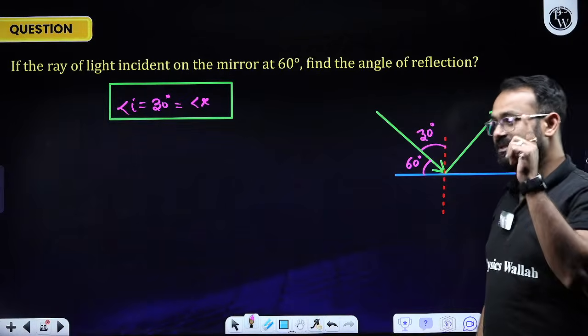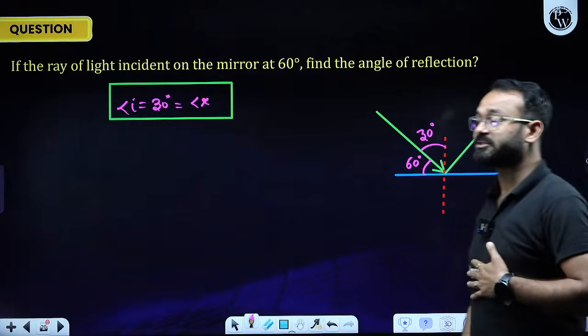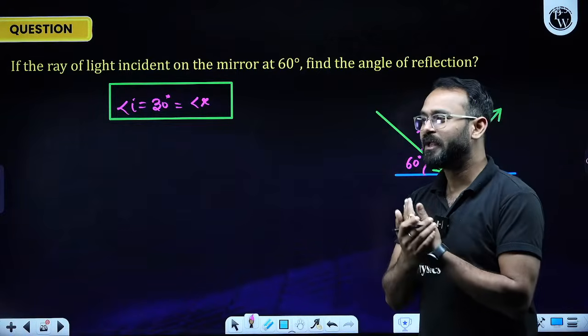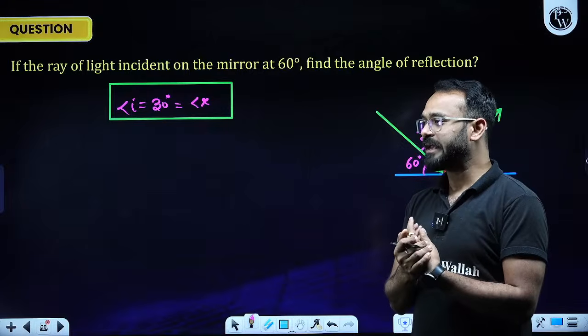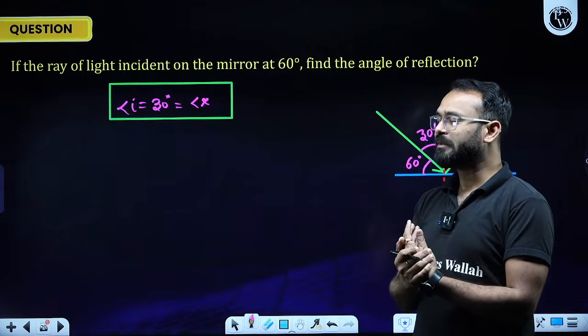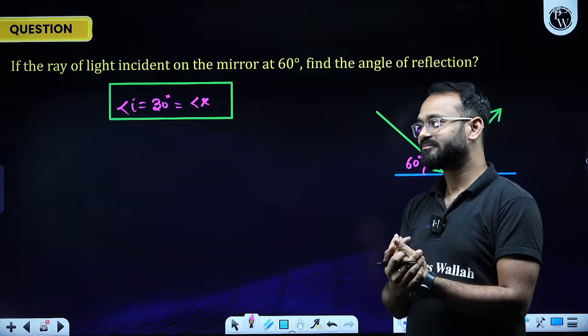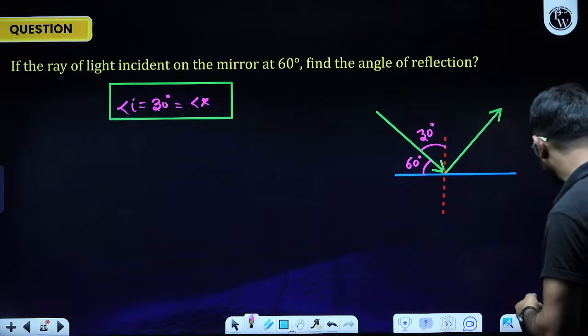Yes, yes, yes. 90 minus 60 is 30. First time I got to know. Yes, this is just like a blessing of God. 90 minus 60 is 30. See, 90 minus 60 is 80.